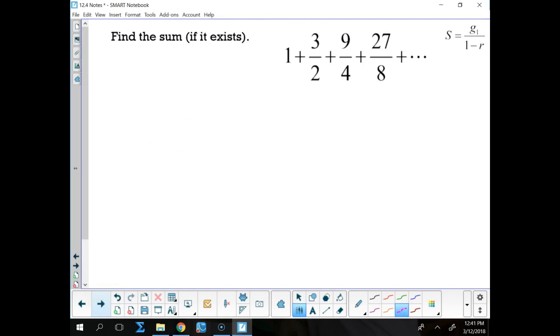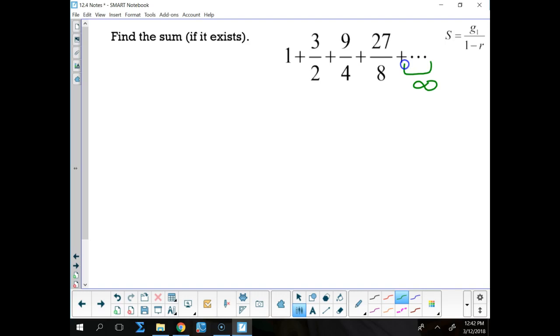Try that one. Infinite, not infinite. Why? Dot, dot, dot at the end. Okay? Plus dot, dot, dot. So that means it's infinite. This also right here signifies we're going to infinity.